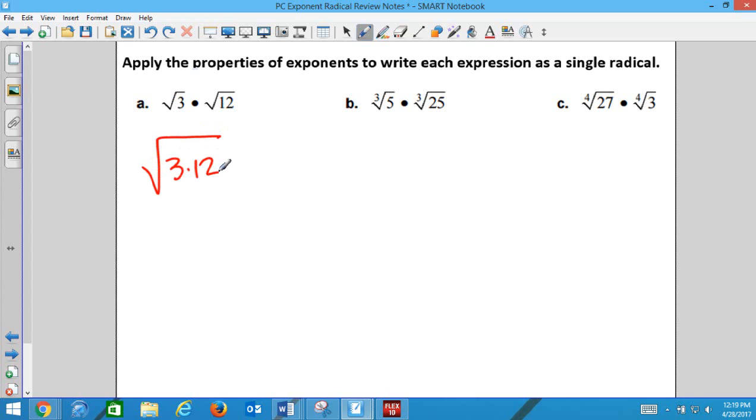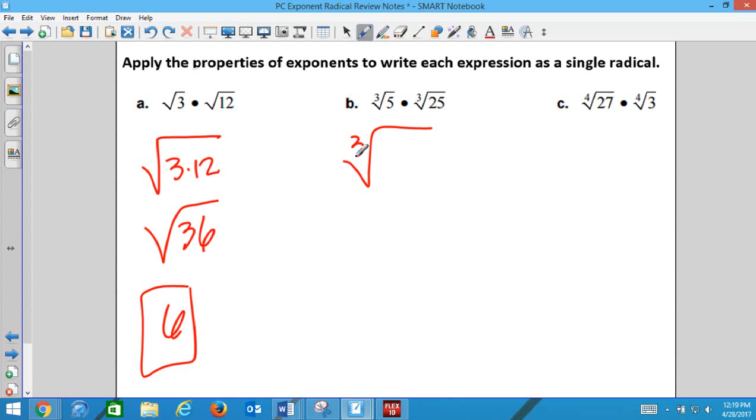You can just multiply them underneath the same radical. So we have 36, which is... The same rule applies if it's cubed. So for this one, I'd have the cube root of 5 times 25. And I don't even have to multiply those out.